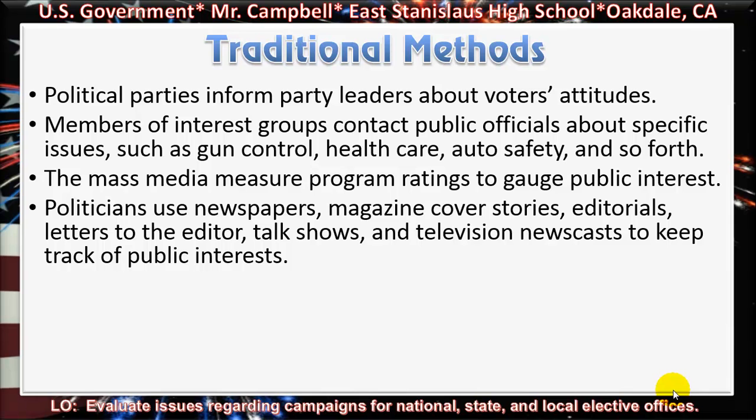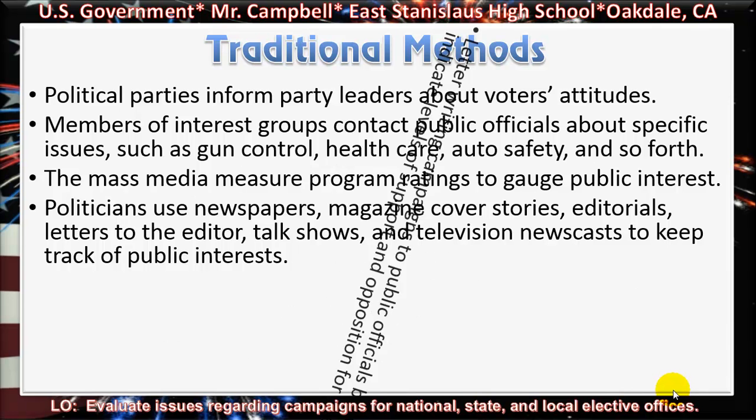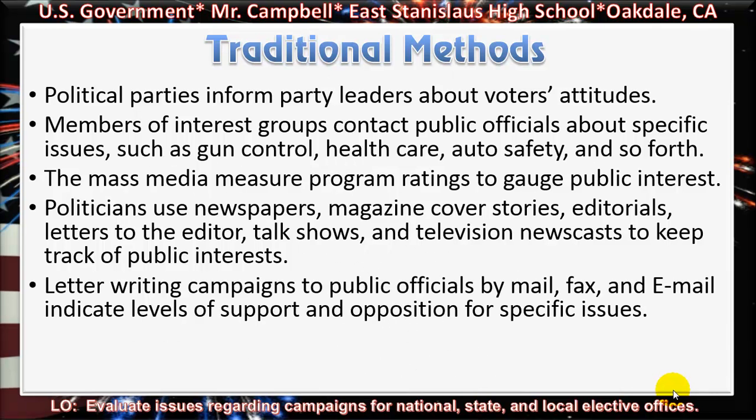Politicians use newspapers, magazine cover stories, editorials, letters to the editor, talk shows, and television newscasts to keep track of public interest. And now I'd probably argue they also somewhat monitor Facebook accounts. They somewhat monitor Twitter postings, especially the hashtags, to keep track of political opinions. Letter writing campaigns to public officials by mail, fax, and email indicate levels of support and opposition for specific issues.